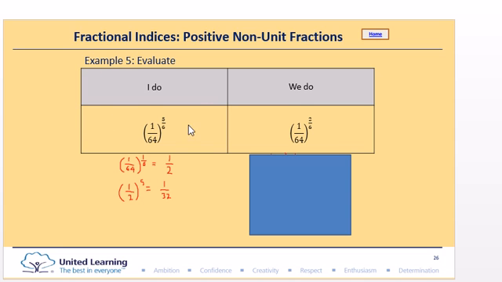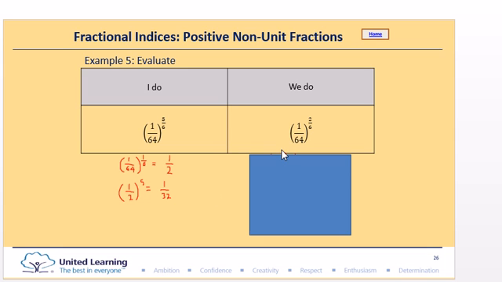Okay, so for this I do and we do, we have a fraction raised to a fractional power, so 1 over 64 to the power of 5 over 6. So first we need to get rid of that 6 on the bottom. It's the same process. Find the 6th root of both 1 and 64. The 6th root of 1 over 64 is just 1 over 2. 6th root of 1 is 1. 6th root of 64 is 2. That goes to a half. Then we need to raise that to the power of the numerator, the 5 on the top. So a half to the power of 5 equals 1 over 32.